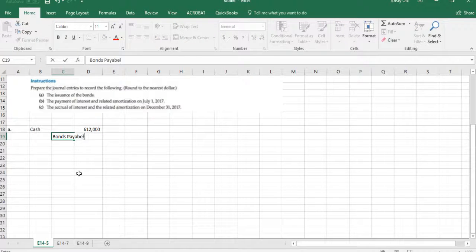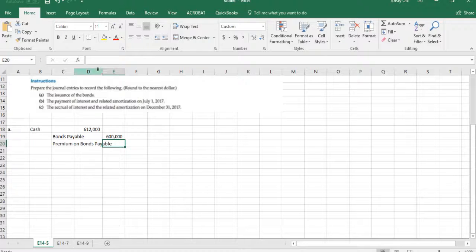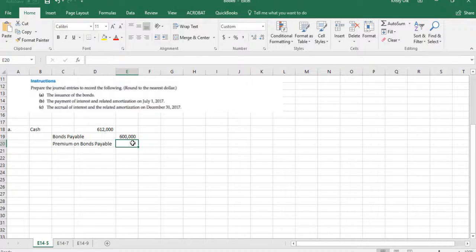So we have bonds payable of $600,000 that we need to account for. And then we have the adjunct account of premium on bonds payable. So this impacts our interest or our cost of borrowing over the term of the loan, in this case, the bond term. So we have a premium on bonds payable of $12,000.